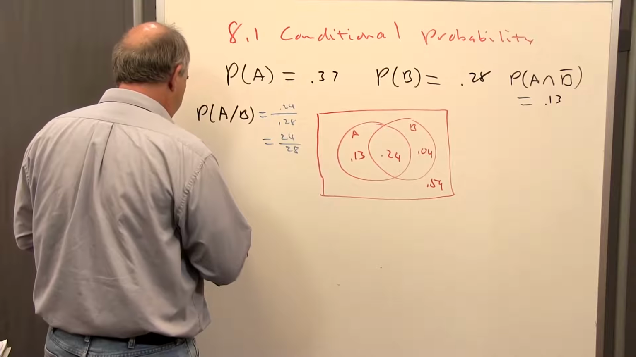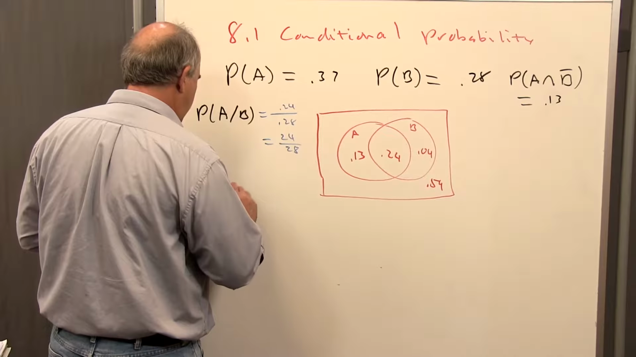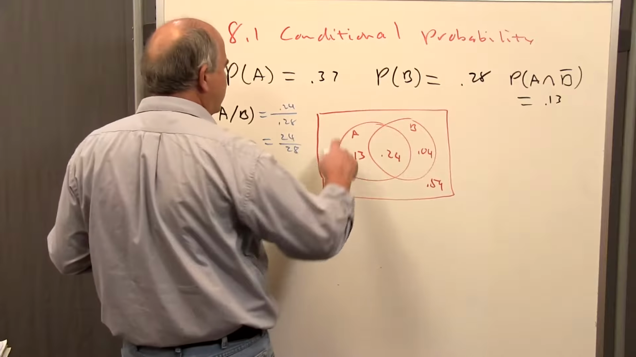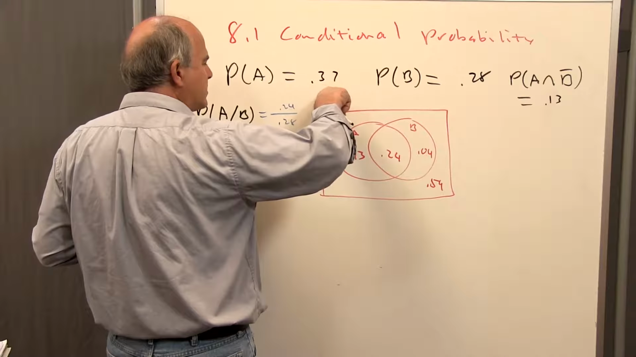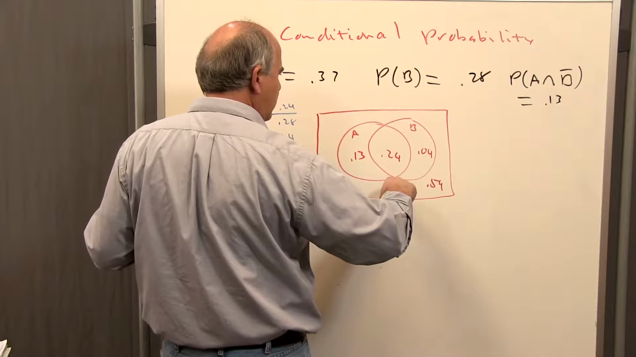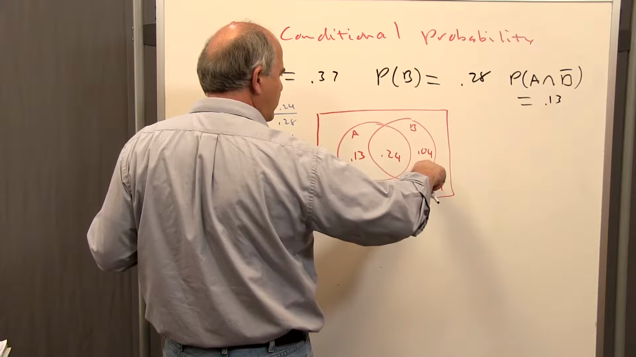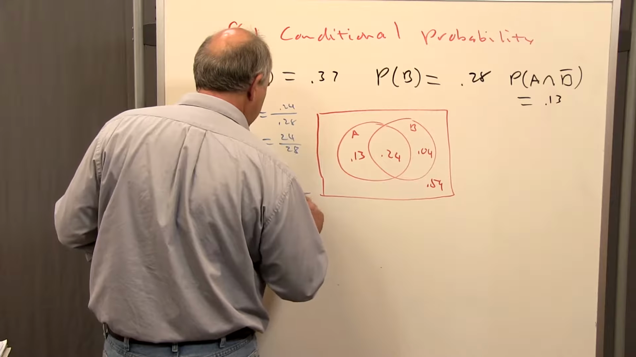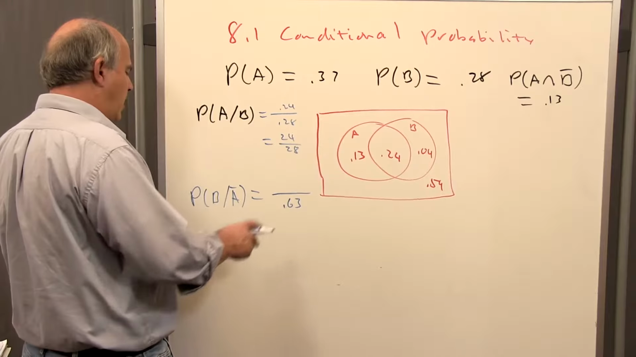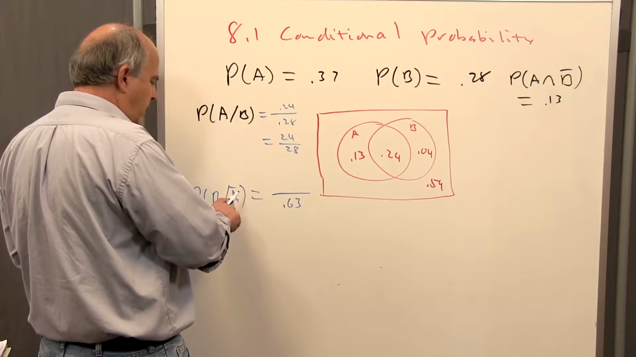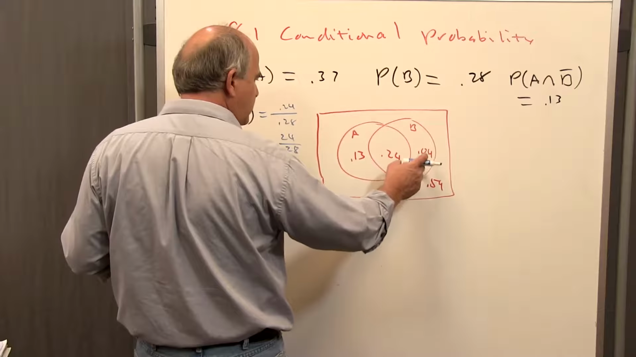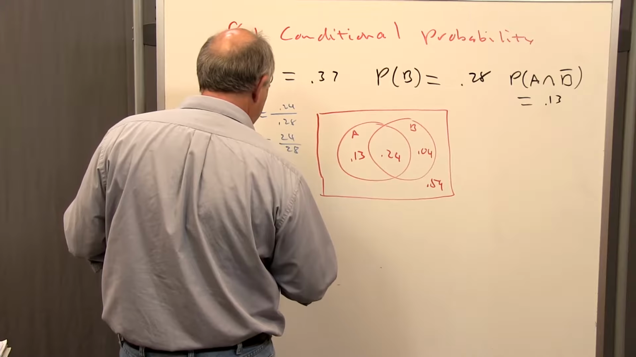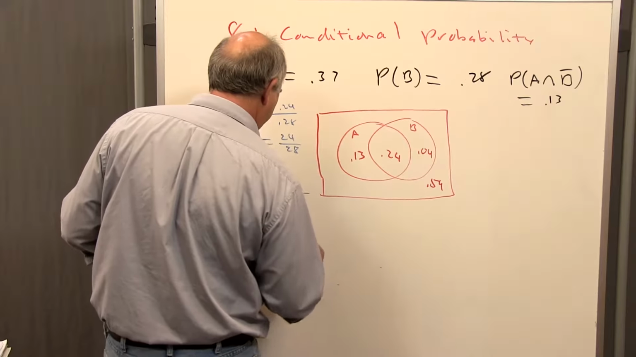What's the probability of B given A bar, let's say? So what's not in A, well, you can do it from here, A bar is 0.63, or you can do it from here, A bar is 0.04 and 0.59, but it's 0.63 in either case. 0.63, and of those that aren't in A, how many are in B? So these were our two that weren't in A, and this one is in B, so that's 0.04. So that's 4 over 63.